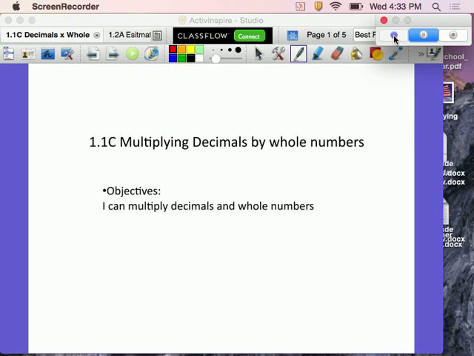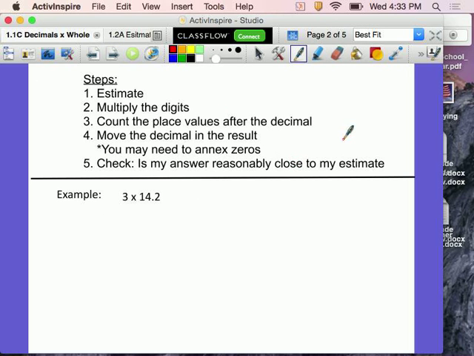Okay, today we're going to study multiplying decimals by whole numbers. So, objective, pretty obvious, decimals and whole numbers. Steps are the same as multiplying decimals by decimals. So we're going to go ahead and get right started.